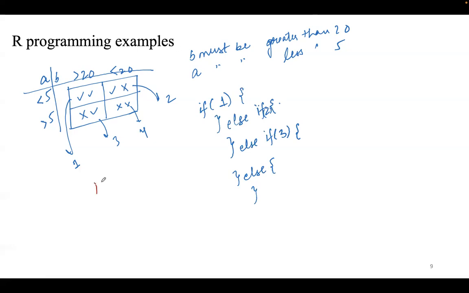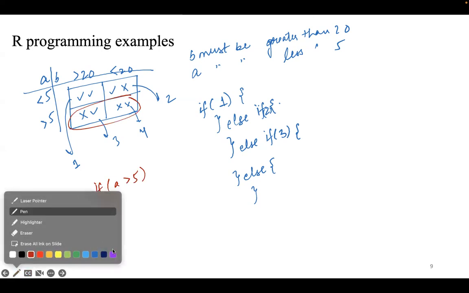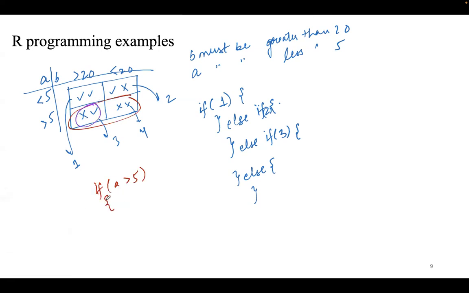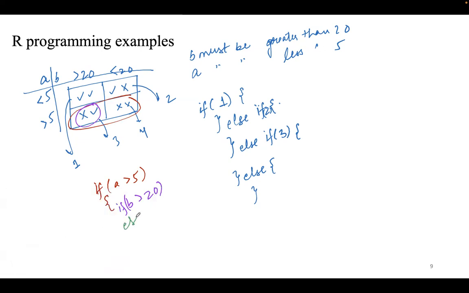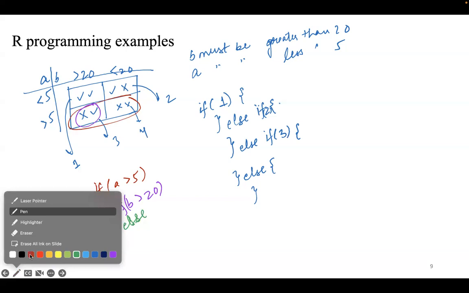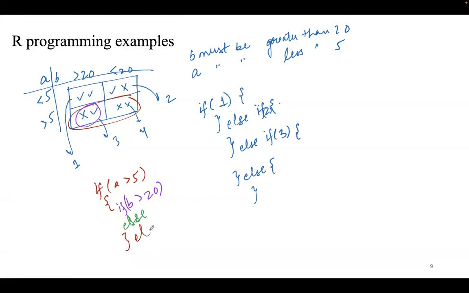Now in the second one, what I did was, I said if A is greater than 5. Let's say this is what I wrote. That means I am looking at this row here. Now within this row, there are two options. What are the two options? Either this one, where I'm saying that B is greater than 20. Or the other option is else, which basically means B is less than 20. Right?